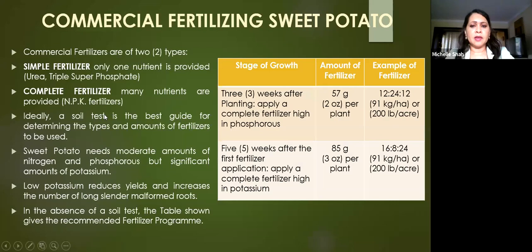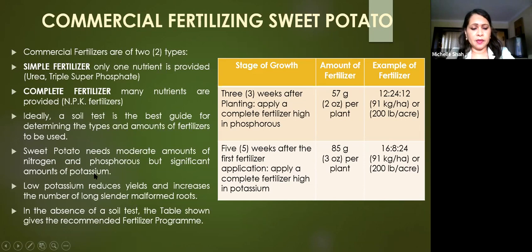Commercial fertilizing of sweet potato on a larger scale: if you wish to plant on a larger scale, we use simple fertilizer. Only one nutrient is provided, such as urea or triple superphosphate. Complete fertilizer provides many nutrients, such as NPK fertilizers. And ideally, a soil test is the best guide for determining the type and amount of fertilizer. Sweet potato needs moderate amounts of nitrogen and phosphorus, but significant amounts of potassium. So the K must always be of a high value.